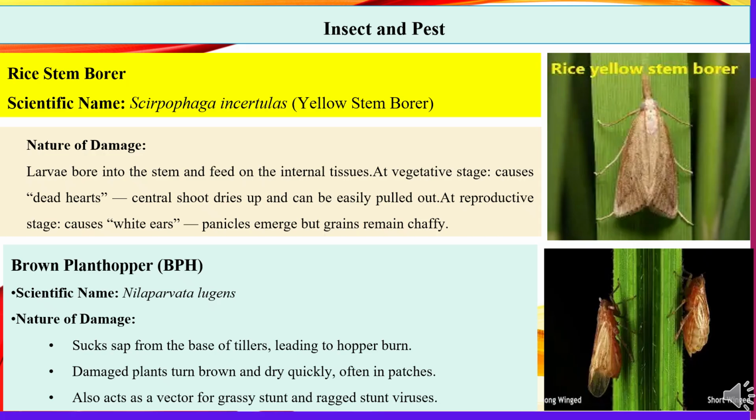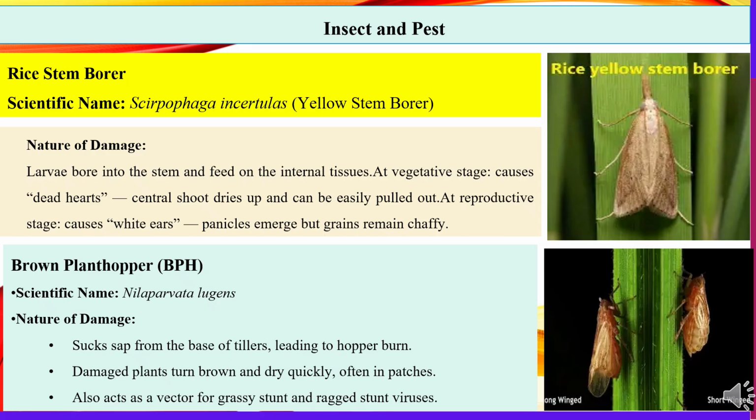Brown plant hopper, BPH. Scientific name, Nilaparvata lugens. Nature of damage. Suck sap from the base of tillers, leading to hopper burn. Damaged plants turn brown and dry quickly, often in patches. Also acts as a vector for grassy stunt and ragged stunt viruses.